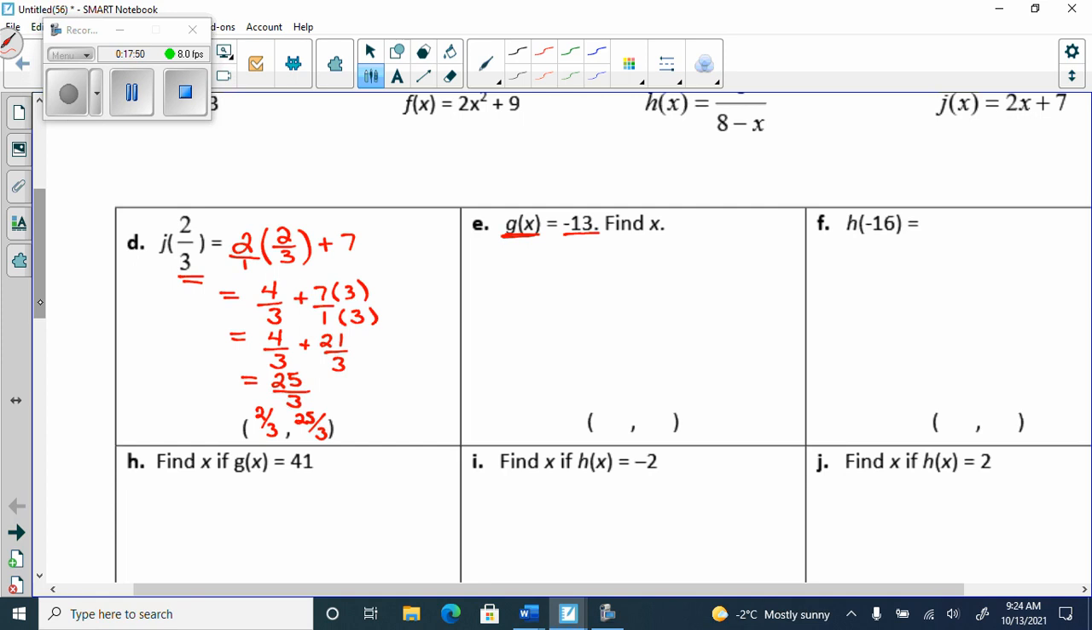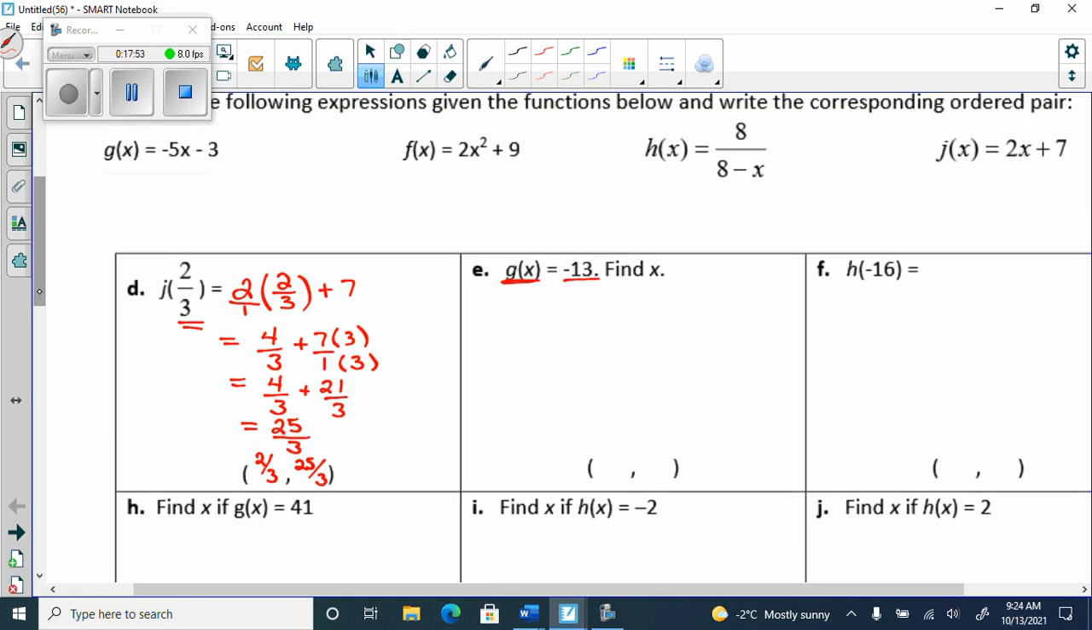So g of x equals negative 13. So I go to the g of x formula, and I put negative 13 in for g of x. So I'm going to go negative 13 equals, and rewrite the rest of the equation, negative 5x minus 3. Then I just need to solve for x. So when I give you the g of x or the f of x, you have to solve for x. When I give you what's in the bracket, you put it in for x, and you're solving for y, technically, is all you're doing. So this is from grade 10. So we add 3, and you get negative 10 equals negative 5x. Divide by negative 5. x equals 2.